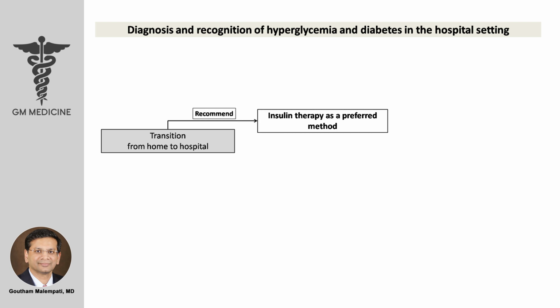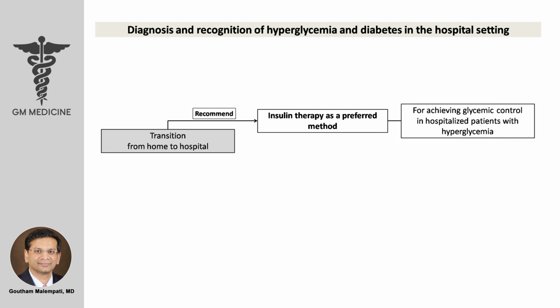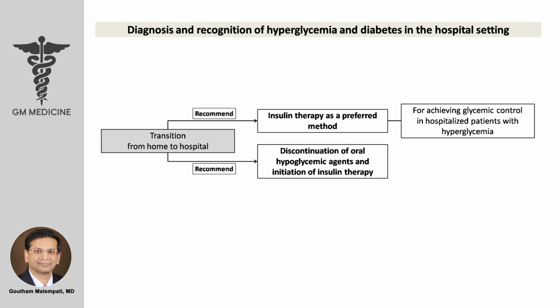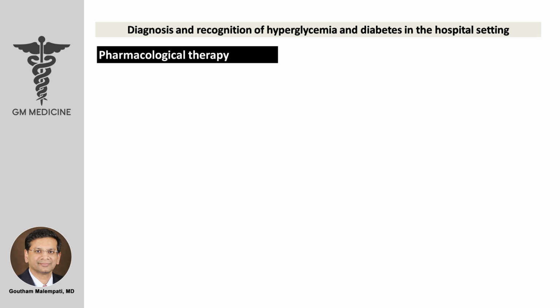Recommend insulin therapy as a preferred method for achieving glycemic control in hospitalized patients with hyperglycemia. Recommend discontinuation of oral hypoglycemic agents and initiation of insulin therapy for majority of patients with type 2 diabetes at the time of admission. Pharmacological therapy.